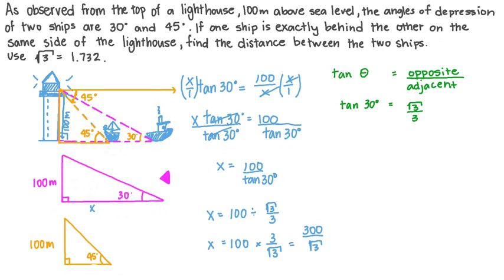What we want to do now is get rid of this square root of 3 in the denominator. We do that by multiplying the numerator and the denominator by the square root of 3. The numerator will say 300 times the square root of 3, and in the denominator, the square root of 3 times the square root of 3 equals 3. 300 divided by 3 equals 100. So our x value is equal to 100 times the square root of 3. For now, we'll keep x as 100 times the square root of 3.